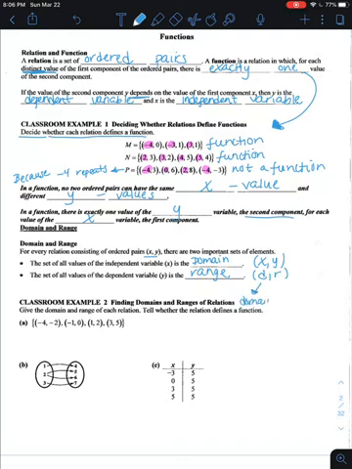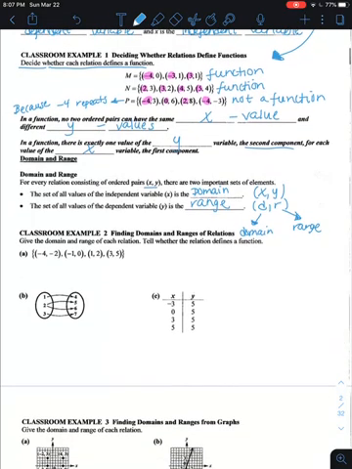Domain comes first in the alphabet, or D comes first and then R comes second. So domain and range. That's the way I remember. So X and Y in that order. Just make sure alphabetically X goes before Y, D goes before R. There's your domain, your range. Domain corresponds with the X values. Your range corresponds with your Y values.